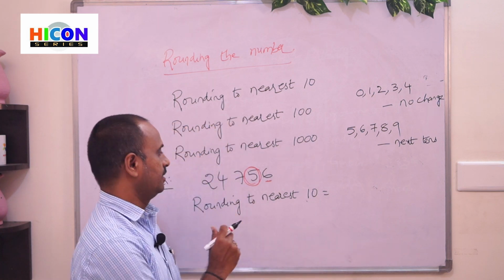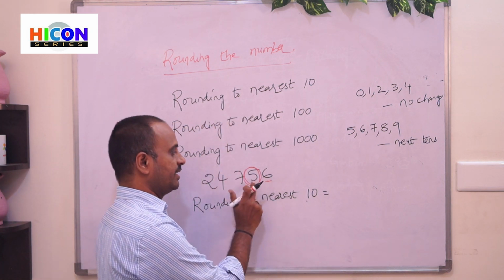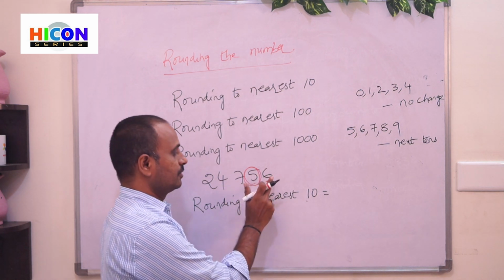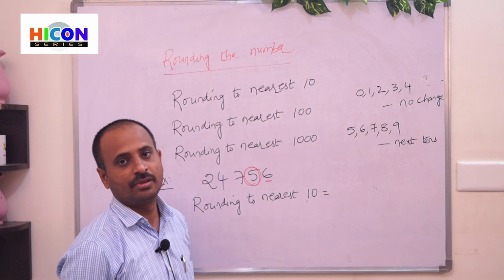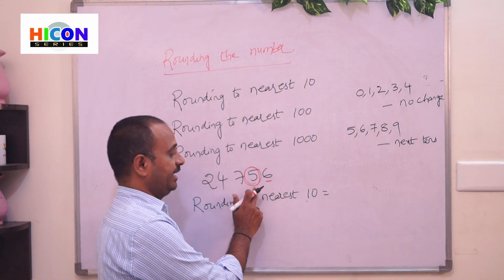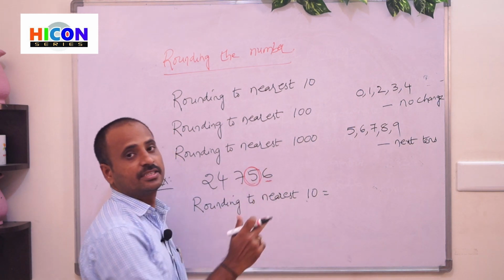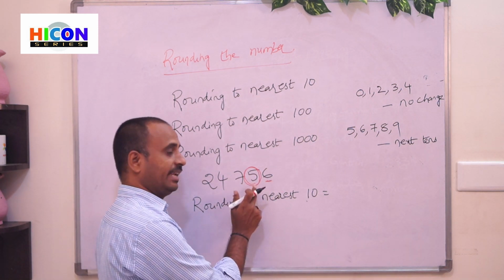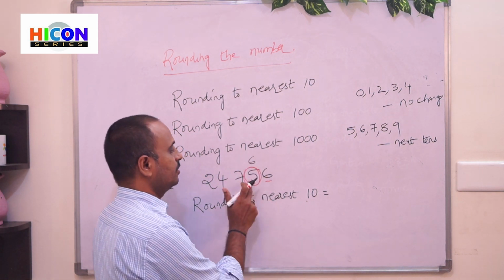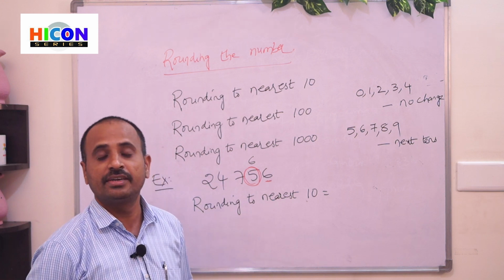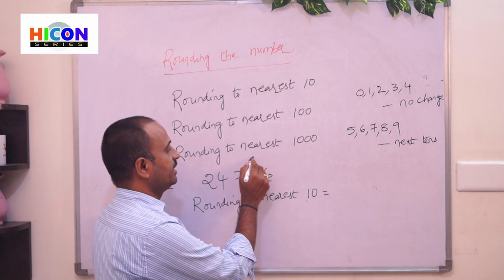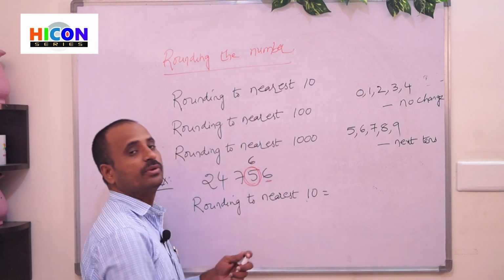Here the digit present in the tens place is 5. Its next digit is 6. 6 is greater than 5, so write the next tens. There are 5 tens, and after 5, the next ten is 6. So we round the given number to the next tens.